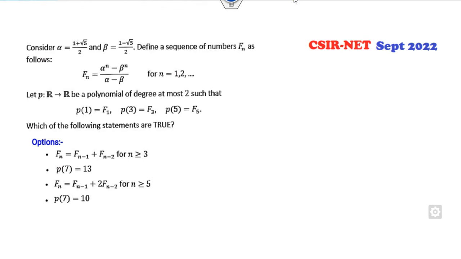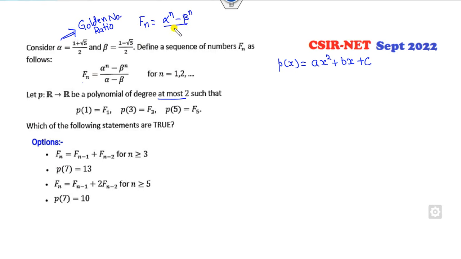Okay, look at this another one. Alpha is given to be this, beta is this. P is a polynomial of degree 2, ax square plus bx plus c. Fine. Okay, firstly look at that. What is this number? This is called the golden ratio number. And if you look here, can you find this relation? If this is root 5, then we call this the Fibonacci series. The only thing we need to prove is whether alpha minus beta is root 5 or not.